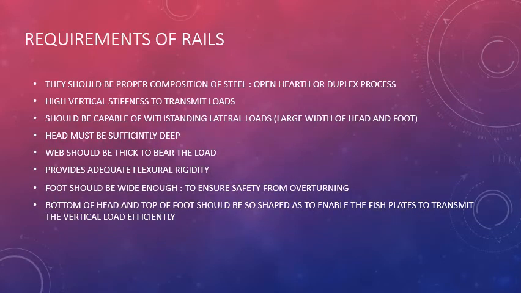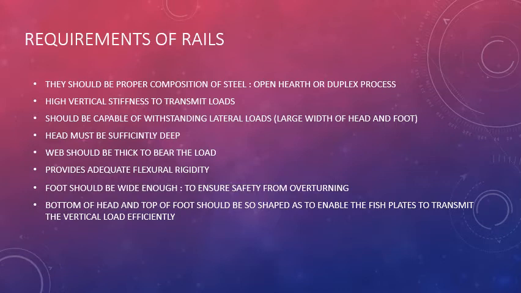And there should be some requirements. We cannot select all the steel sections for making the rail tracks. So there should be some requirements, and we will look at what all are the requirements of the rails. There should be proper composition of steel, and they should be manufactured by open hearth or duplex process.